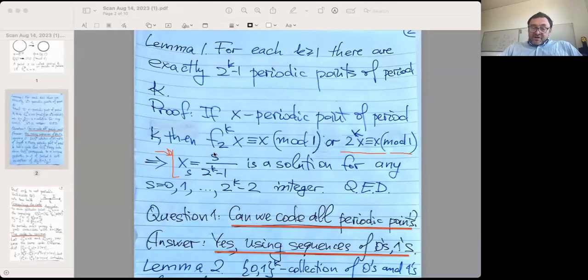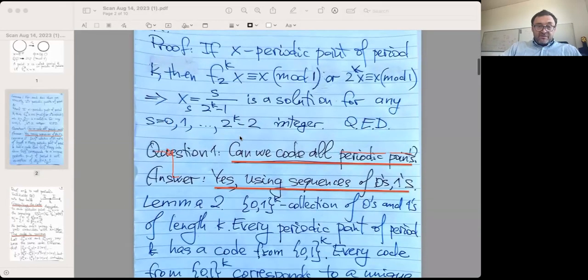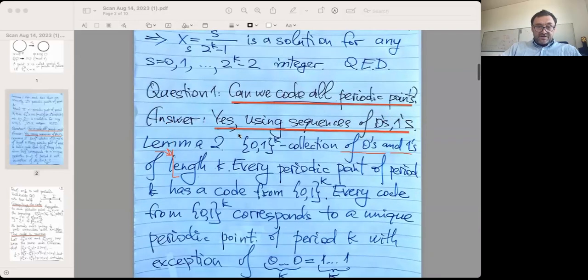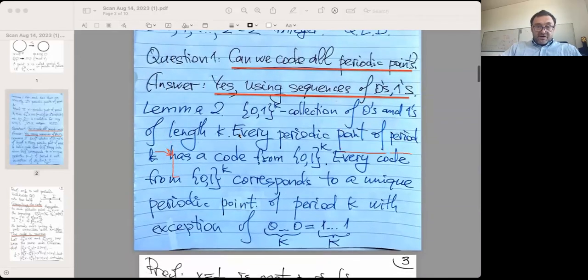What I'm going to do now, I'm going to code these periodic points, and the idea of coding will come back. Let's see, what's the question? Mod one, exactly. f(x) is mod one. Okay, so now what I'm going to do, I'm going to code my orbits. And it turns out that the most naive coding which you could imagine works.